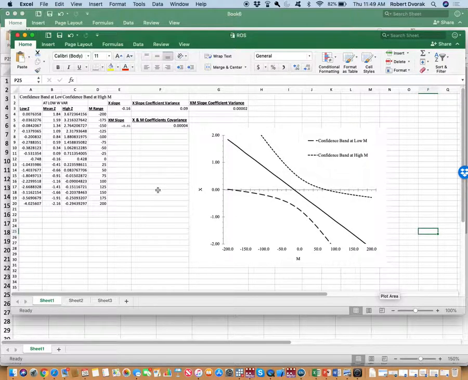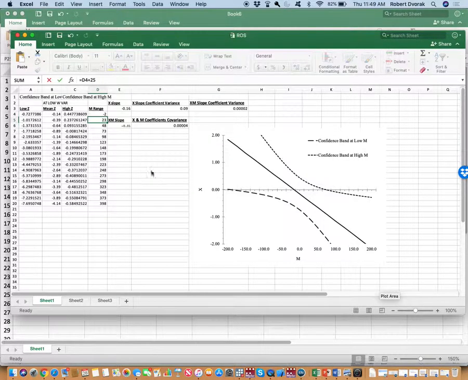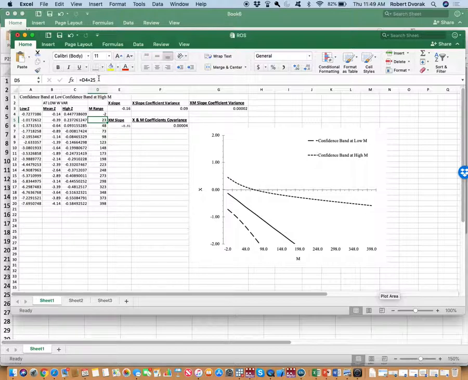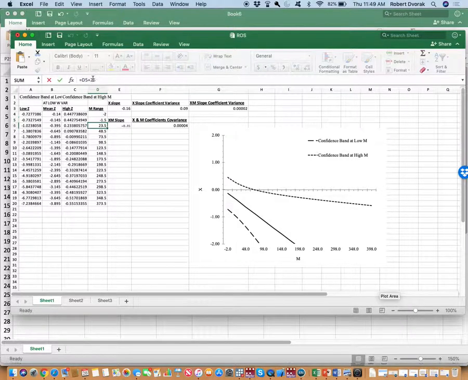And so in this graph, you actually put in your range of M, which is the range of possible values for the moderator, right? And so we're going to go with -2. We'll add 0.5 to it.